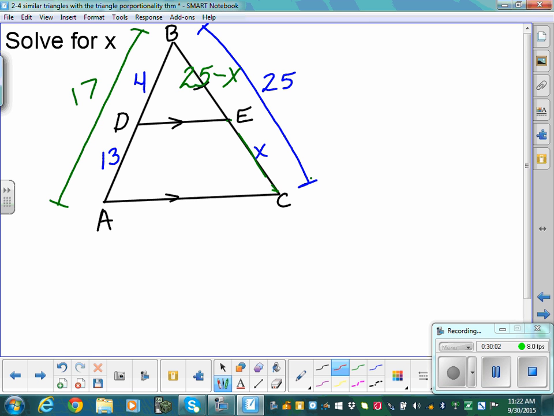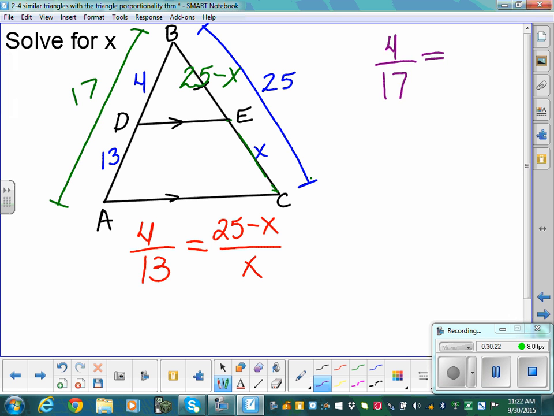So I'm just going to go like this. Since these lines are parallel, I'm going to go 4 over 13. So 4 over 13 is equal to 25 minus x over x. There was another way you could have done this one. You could have done 4 over 17. 4 over 17 is equal to 25 minus x over what? Which one do you want to use? Okay, that's fine with me. Now, one of you should try solving that one, and one try solving this one and see if we get the same answer, because we better.